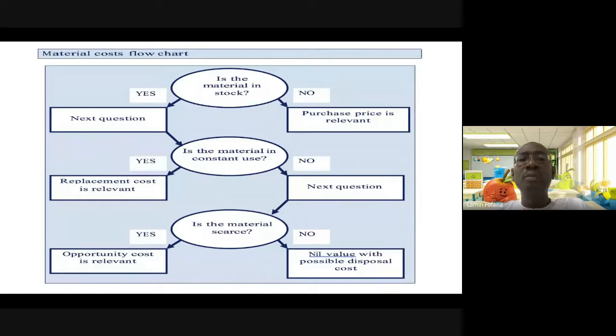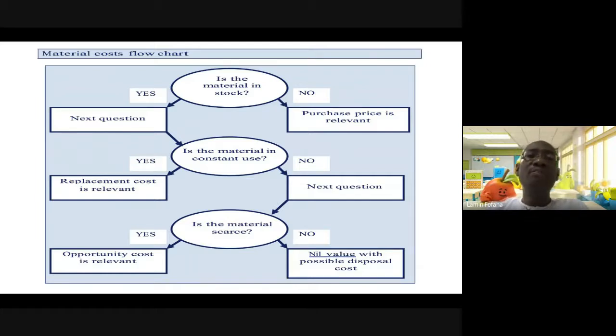If those materials are not in stock, in order to execute the order, you have to buy those materials. Okay, and if you buy them, the purchase price will be a relevant cost and it will be counted when it comes to the assessment of the order. So that's the first question: is the material in stock? If it is no, we all agreed that you have to buy it, and whatever amount you bought it for will be a relevant cost because you bought it purposely for this order. Clear?